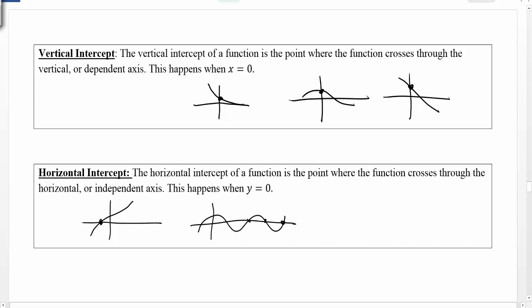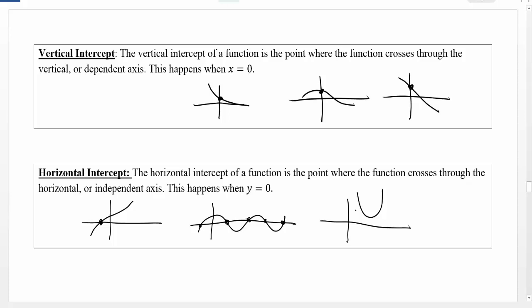You can see here, we have a whole lot. Or we could have one, like we saw in the first example, or we could have none. We could have a function like this that doesn't cross through the horizontal axis at all. So for horizontal intercepts, sometimes we have 0, sometimes we have 1, and sometimes we have multiple. It really depends on the function.